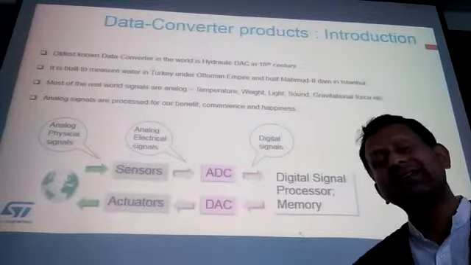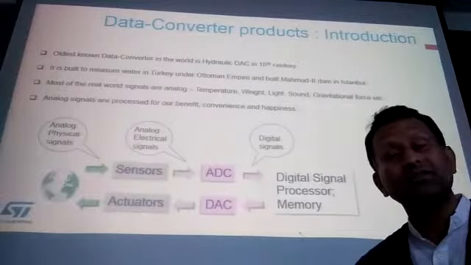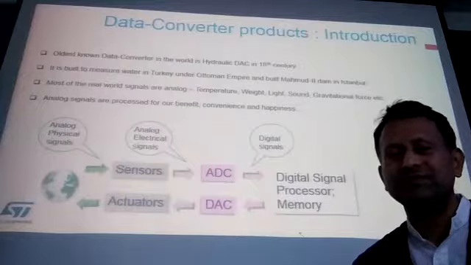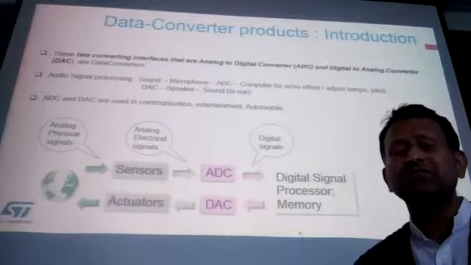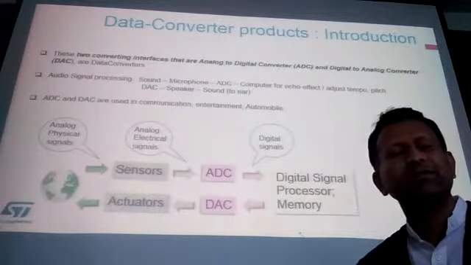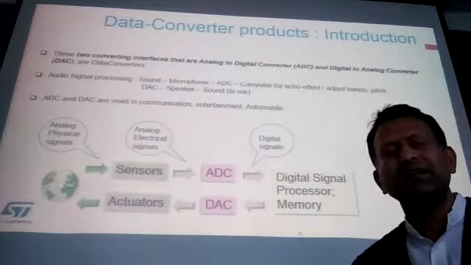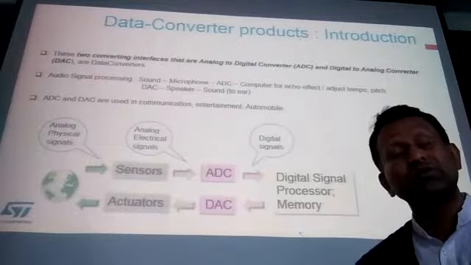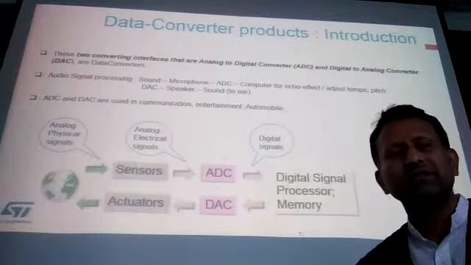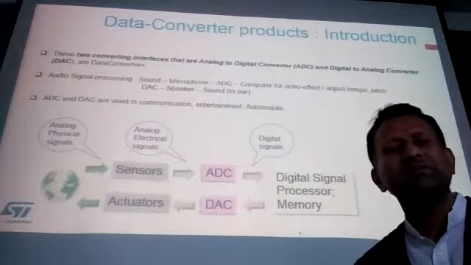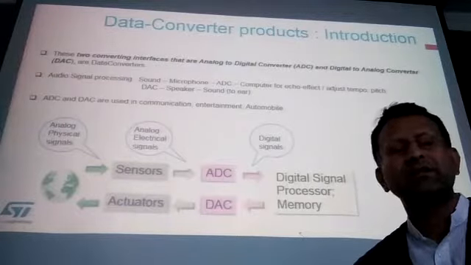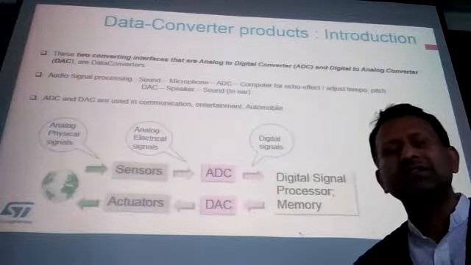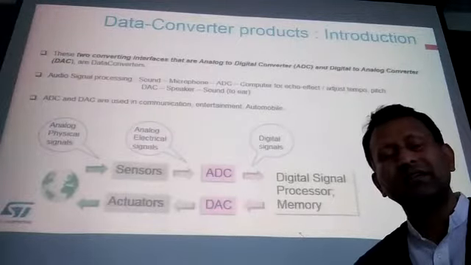And to sense these analog physical signals ourselves, we need the analog quantity back. So these processed digital signals, we have to convert to analog by DAC, and then these analog electrical signals back to the physical analog signal by some actuators.